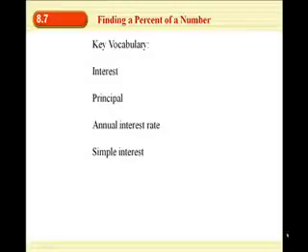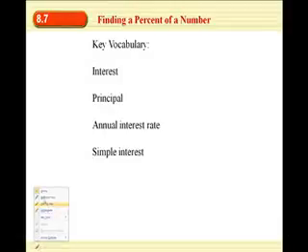All right, 6th grade, this is 8.7, the last one for chapter 8. We're finding the percent of a number, page 434 in your book. So page 434. Okay, so vocabulary, we have interest, and we'll be doing interest here just a little bit later on.